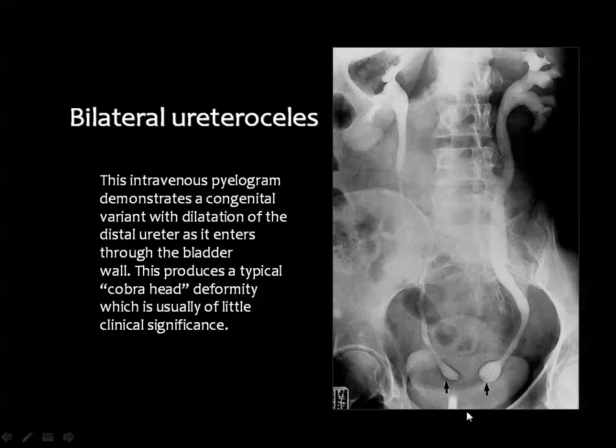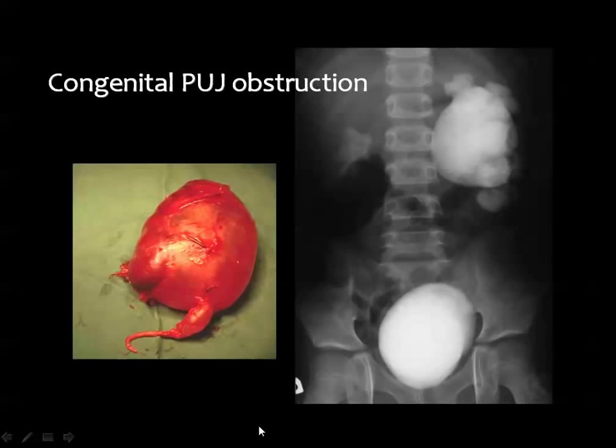Whenever you see this finding, which is abnormal cystic dilatation of the distal part of the ureter, the configuration which is known in our books as the cobra head configuration, this is diagnostic of ureterocele. And this is a congenital anomaly which may be unilateral or bilateral, and may be symmetric or asymmetric.